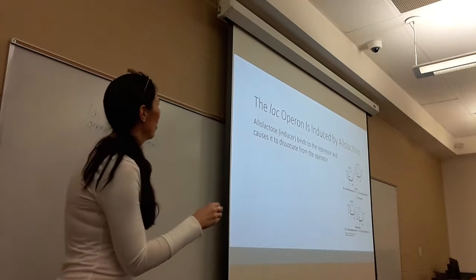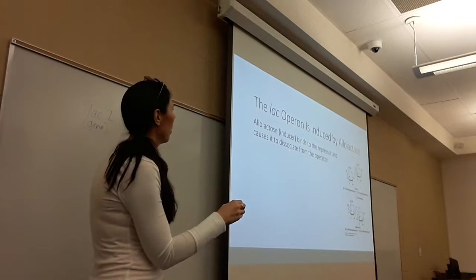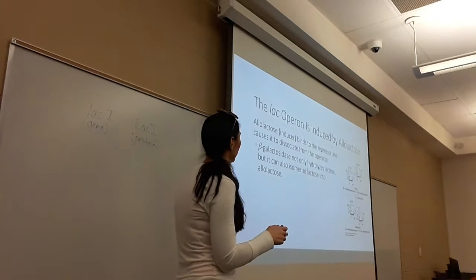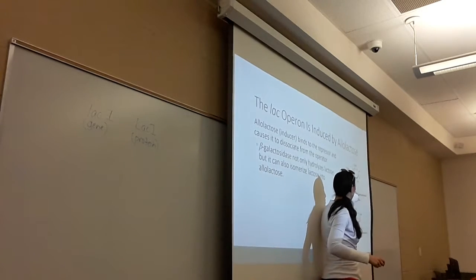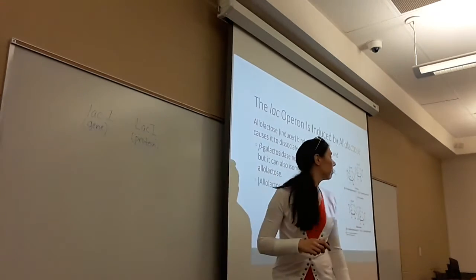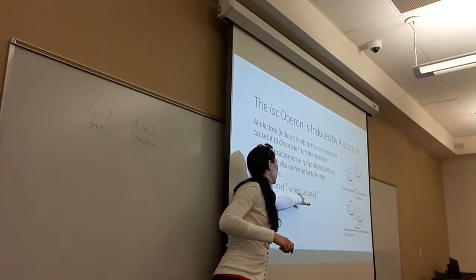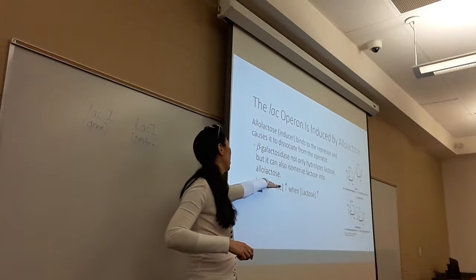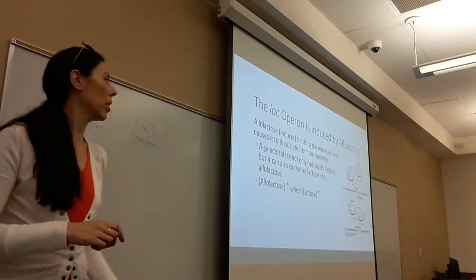Okay, so allolactose, which we call the inducer, binds to the repressor and causes it to disassociate from the operator. The job of beta-galactosidase is to convert lactose to allolactose. So we can just assume when lactose levels are high, allolactose levels are high, even though allolactose is the molecule that's responsible for binding to the repressor.